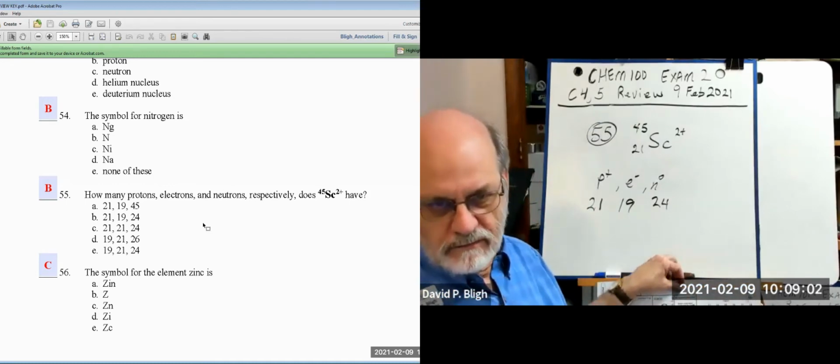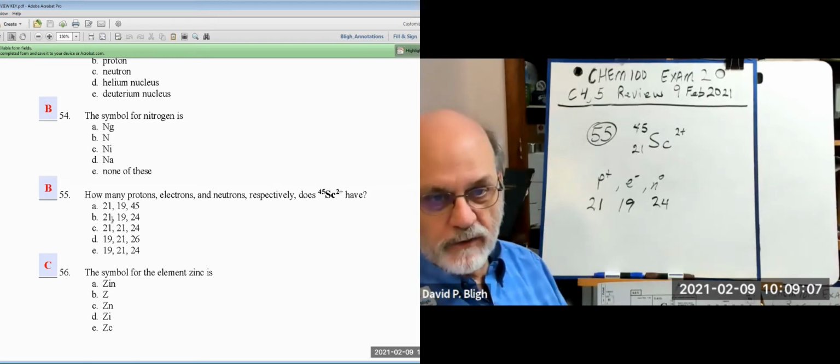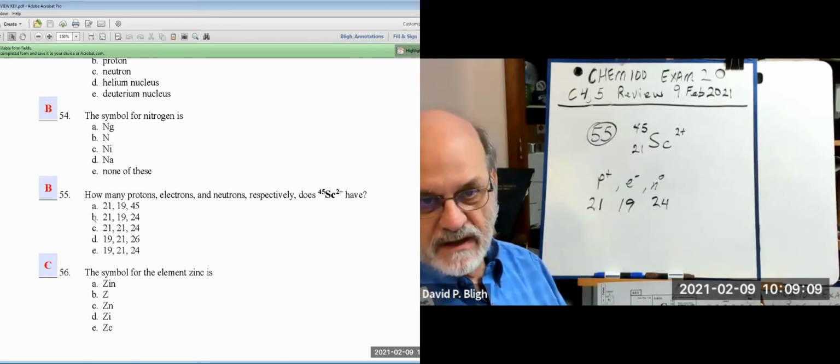So you just look down here and find the one that fits, 21, 19, 24. There it is right there, B. Okay?